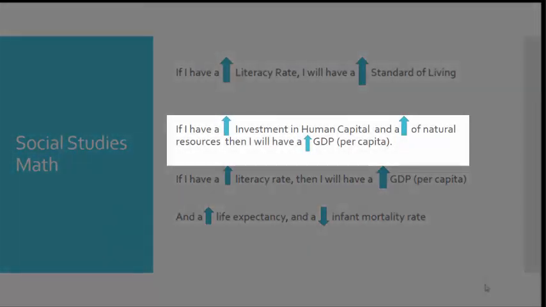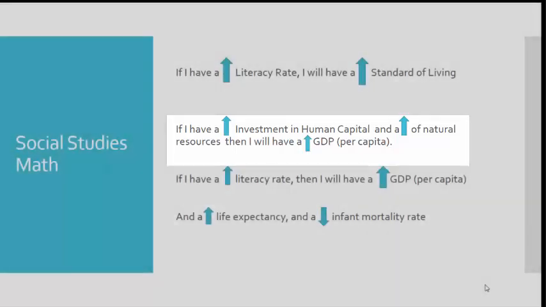If I have a high investment in human capital, with a lot of people with education and training, and a lot of natural resources, then I will be able to use those natural resources in a good way to make money using my education and training, which means that I will have more opportunities to make money, which means that the country will have a higher GDP per capita.